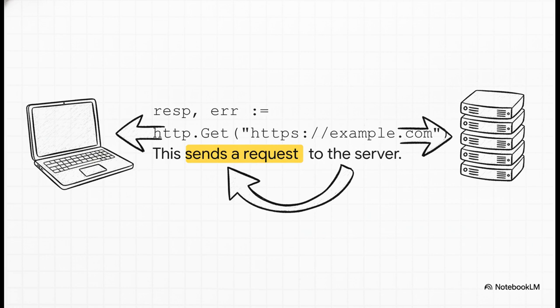Now, you'll notice it gives back two things: response and error. This is super common in Go. Response is going to hold the website's response, and error, well, that'll tell us if something went wrong. And just like that, with one single line of code, we've started a conversation with a web server.